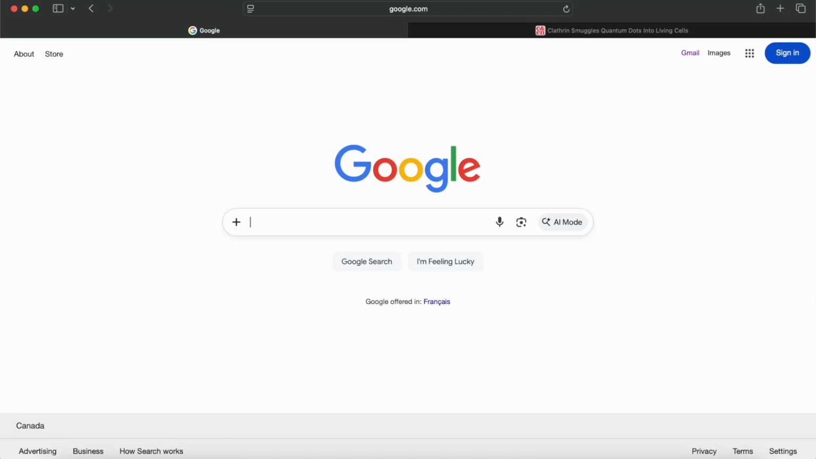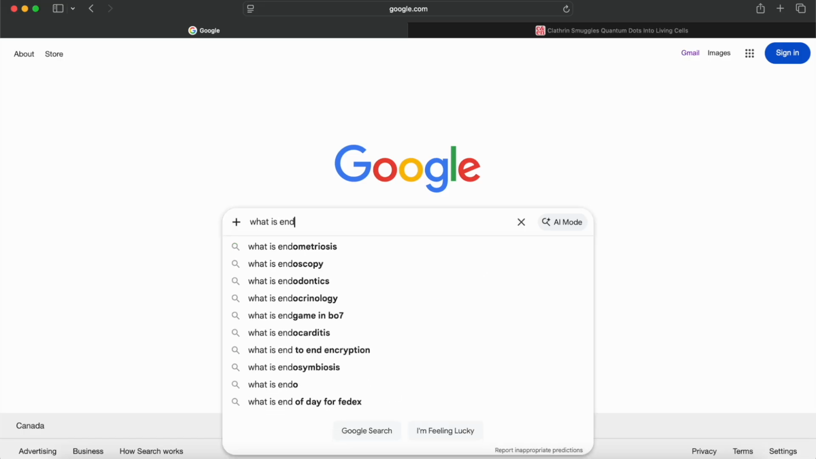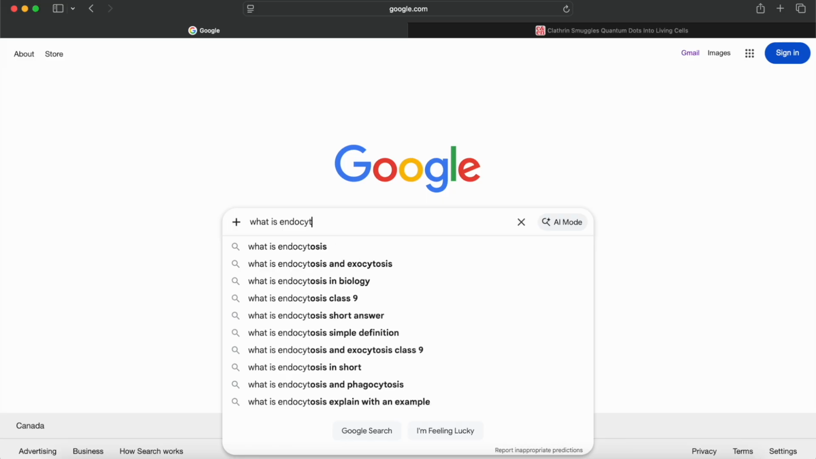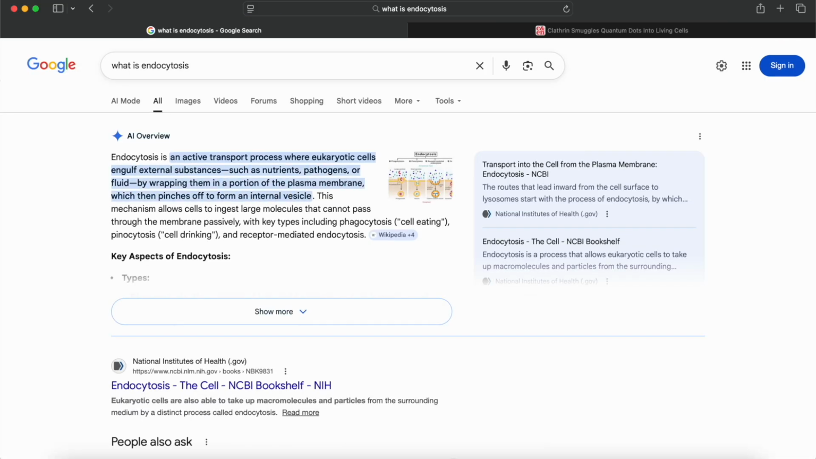Clathrin is a protein that facilitates endocytosis. We're going to Google, what is endocytosis? Endocytosis is an active transport process where eukaryotic cells engulf external substances, such as nutrients, pathogens, or fluid, by wrapping them in a portion of the plasma membrane, which then pinches off to form an internal vesicle. Now let's go over here.